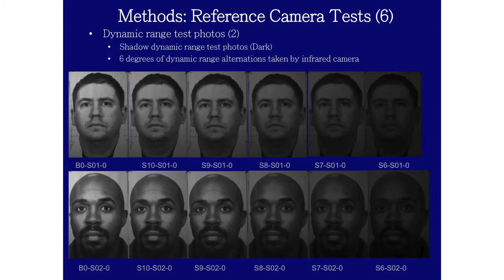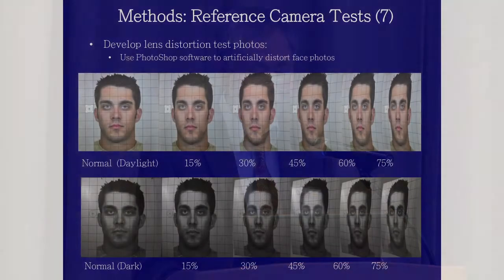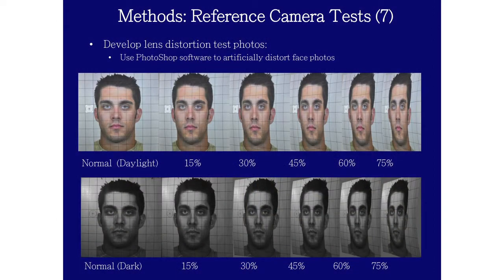And then we develop some lens distortion photos. We cannot manipulate the cameras to obtain this distortion, so we use Photoshop to simulate the lens distortion. The distortion range is from no distortion to 15% to 75%.